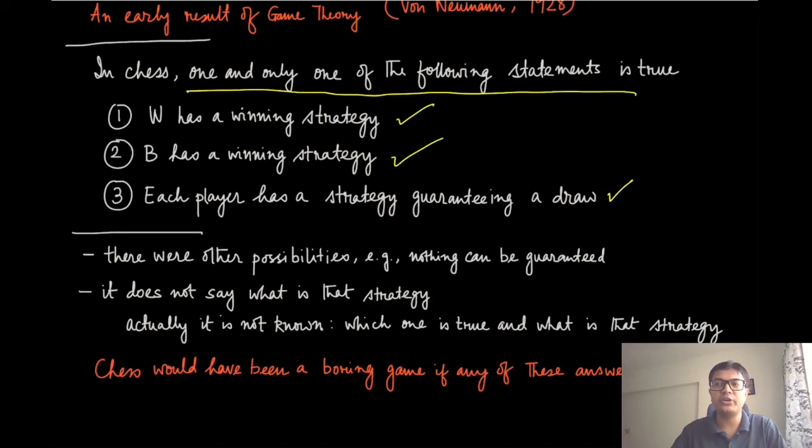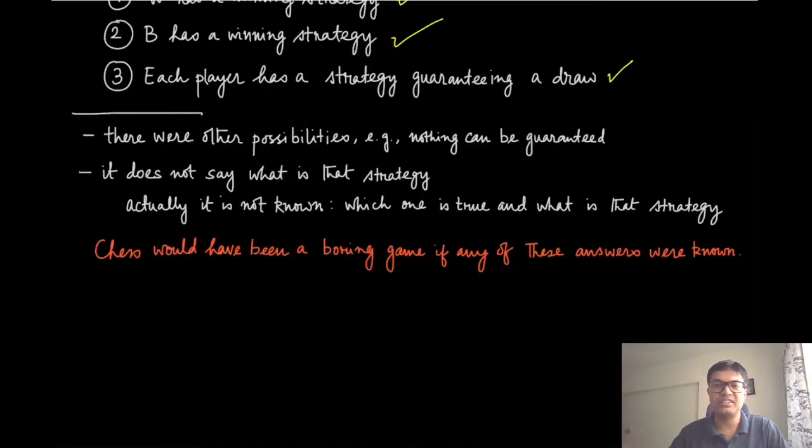That is just because the game of tic-tac-toe is not very large. If you exhaustively list down the game tree, it will not be very large. And if we knew which one of these three things is true, and if we knew what that strategy is, then chess would have been as boring a game as tic-tac-toe.